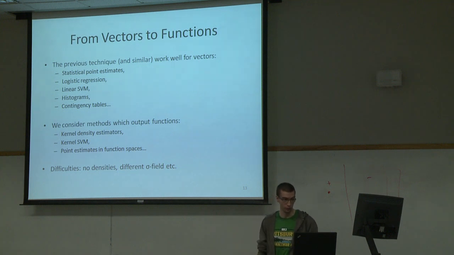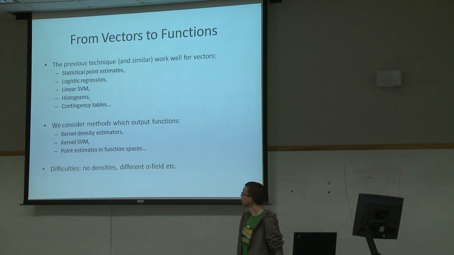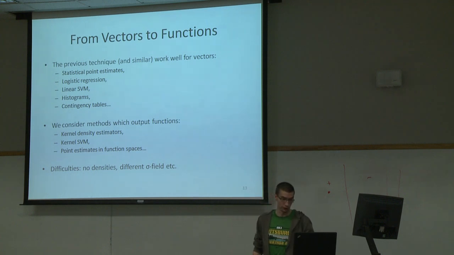I'm now going to move on to what I've been thinking about lately, which is how the same thing can be applied when the output data is a function rather than a vector. So far there's been a great deal of work when the output's a vector. People have got this to work for all kinds of statistical estimates, like means, variances, logistic regression parameters, linear support vector machines, histograms, and so forth.